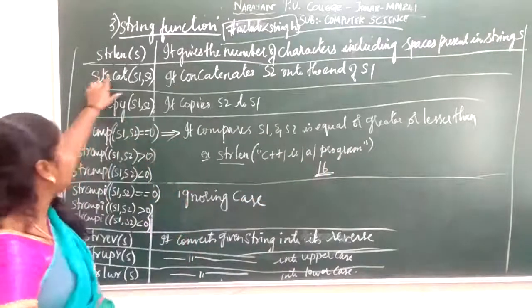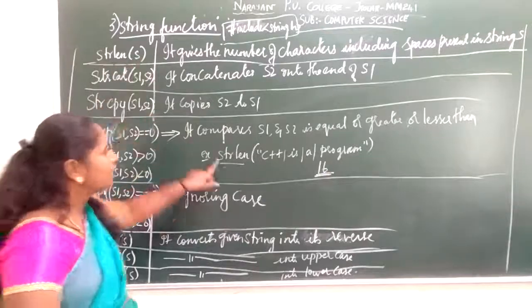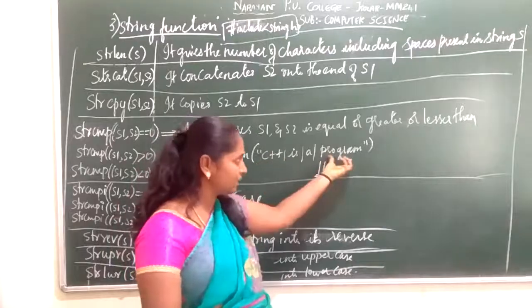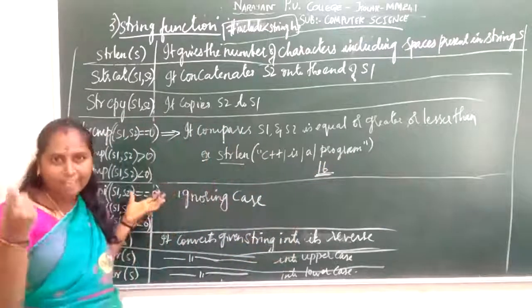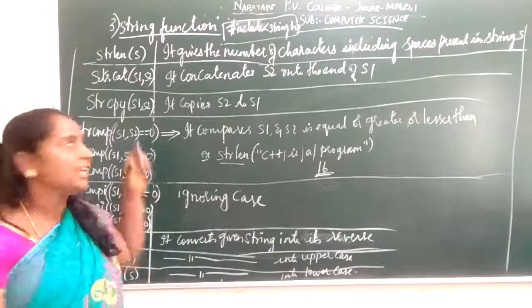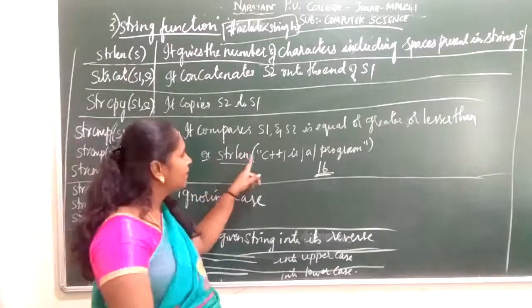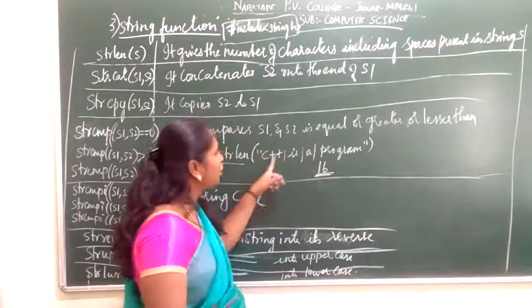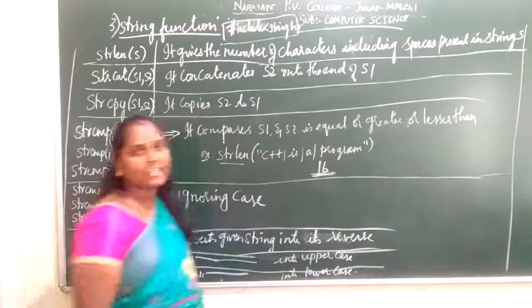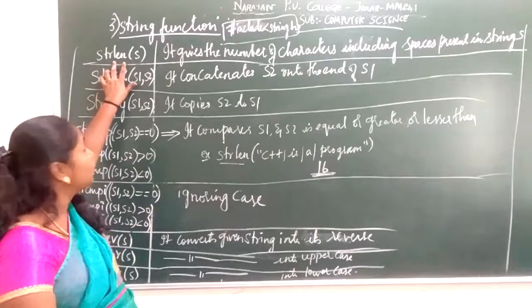Once again, strlen of s. s stands for a string, whatever string you have given in s. Suppose for example I have put strlen of "C++ is a program". It is going to count the number of characters, including spaces, in the given string. That is nothing but strlen of s. I count the characters and the number present is 16 characters in your given string. That is the first function in your string functions.